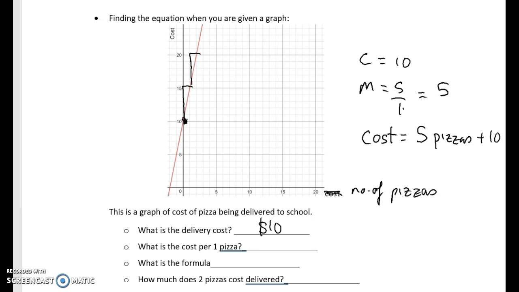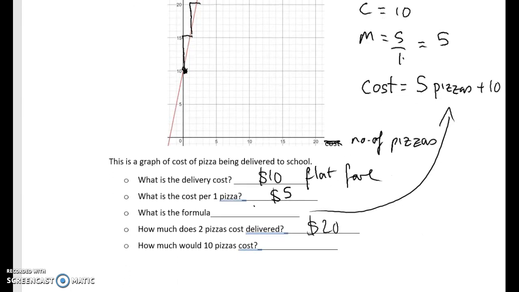So my y-intercept is my flat rate. That's my flat fare. That's how much I have to pay. Doesn't matter how many, well, obviously I have to order at least one. So what is the cost per pizza? Well, for every extra pizza I'm buying, it's costing me an extra $5. So it must be that. And I've already written out my formula. That is over there. And how much do 2 pizzas cost delivered? And that is going to be, if I just go 1, 2 and read up from there, it's going to be $20. So I can actually write that out just from there.